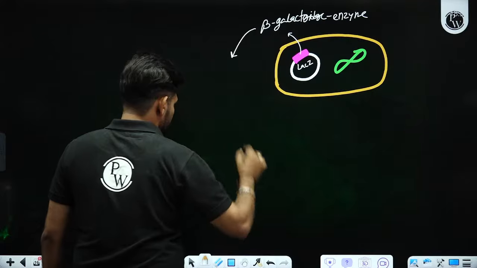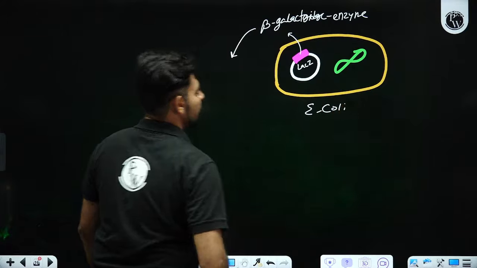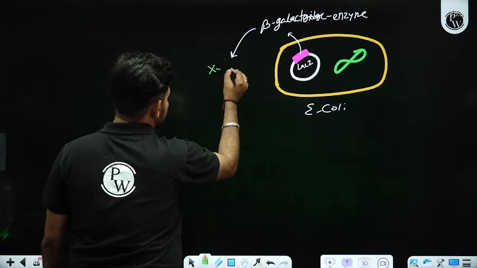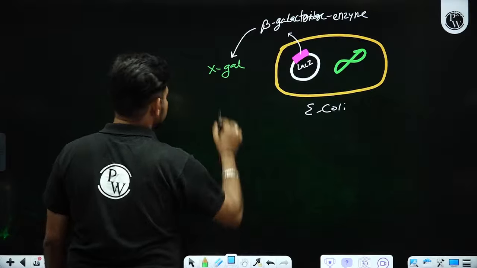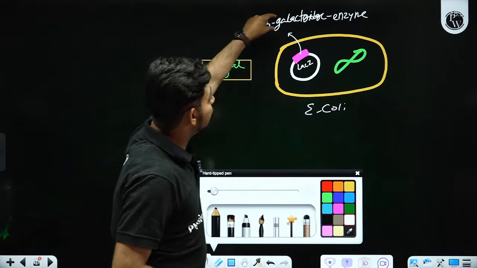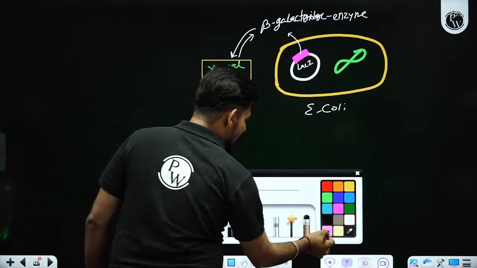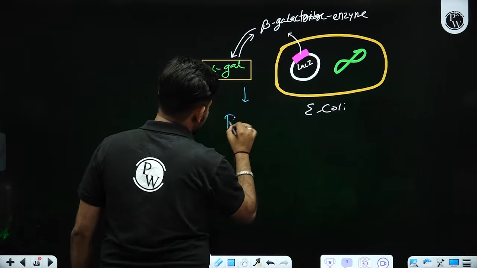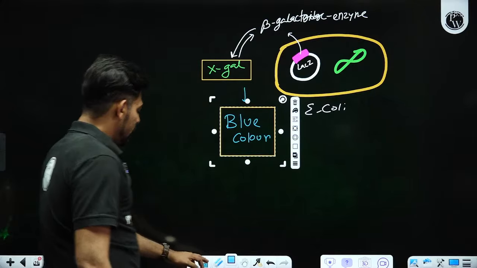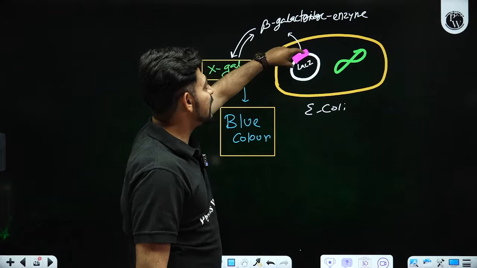So this is a non-transformed, the original bacteria, original E. coli you have in your lab just before performing the rDNA technology. Now, if as a chromogenic substrate you are putting X-gal, a special chromogenic substrate that has the capability to produce color when it interacts with the beta-galactosidase enzyme, the medium will produce blue color. Blue color denotes the presence of an intact lacZ gene or beta-galactosidase gene.